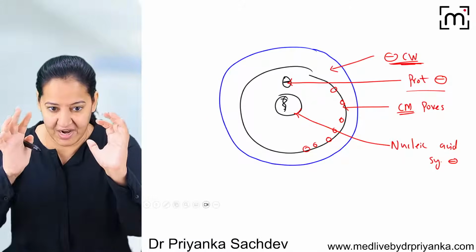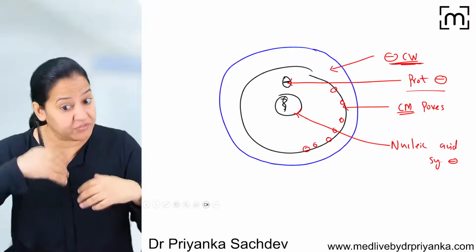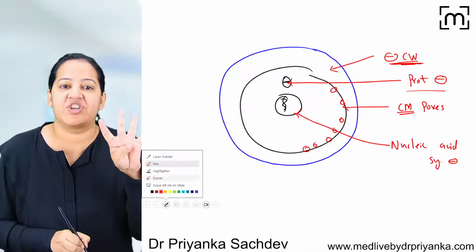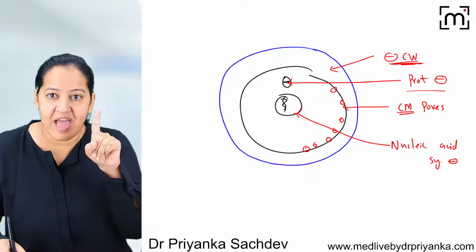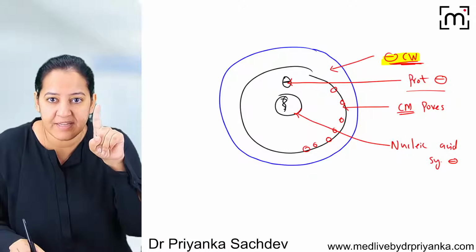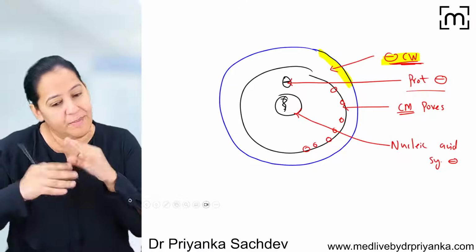Now this is the bacteria. You want to kill it with the help of a drug. So there are 4 types of drugs which can kill the bacteria. The first acts on the cell wall. These drugs inhibit cell wall synthesis, so the bacteria will get killed.